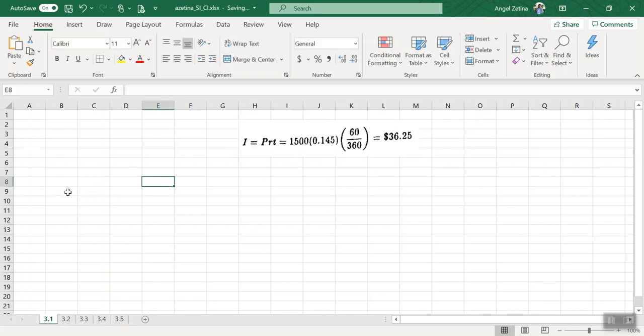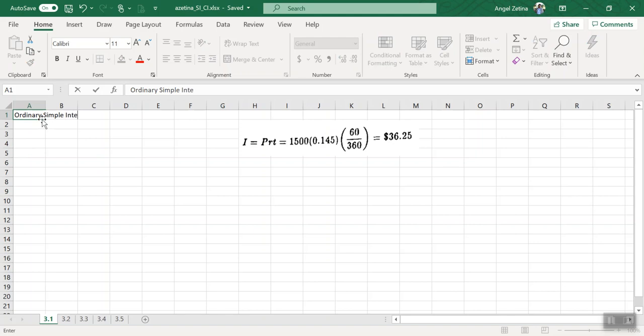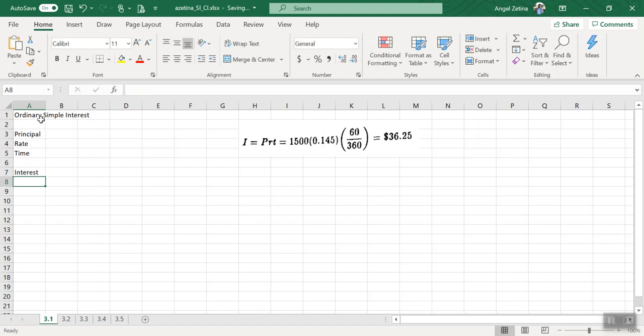Okay. We're going to follow the instructions that were given to you in order to solve the question. First of all, let us populate the cells. So we're going to go to A1 and enter ordinary simple interest. Okay, we then go to A3 and enter principal. Rate and then time, skip and then interest. We can format this more so it looks prettier, but what we're focused on is how to get the values.